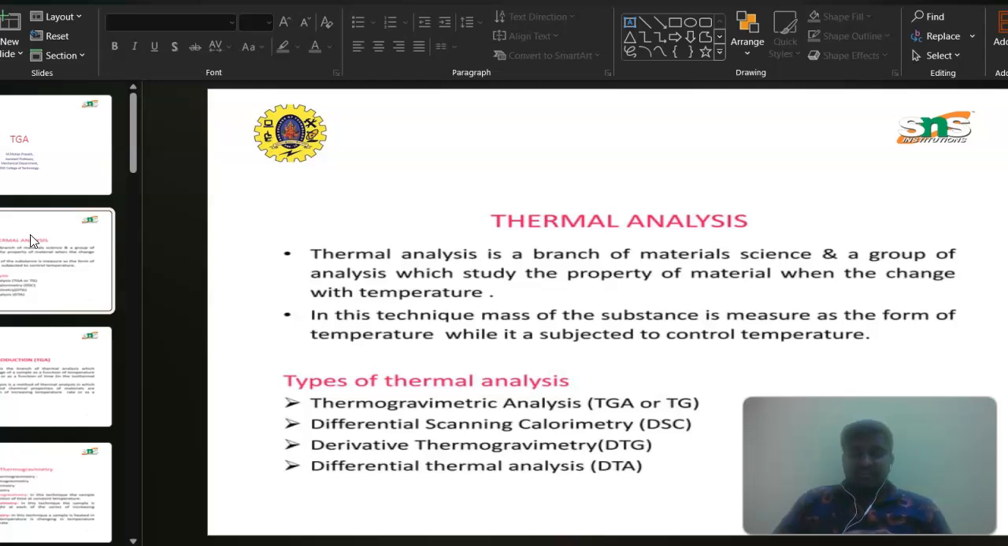Thermal analysis is a branch of material science and a group of analyses which study the properties of a material as they change with temperature. In this technique, the mass of the substance is measured as a function of temperature while it is subjected to a controlled temperature program. The different types of thermal analysis include thermogravimetric analysis, abbreviated TG or TGA, differential scanning calorimetry, DSC, derivative thermogravimetry, which is called DTG, and finally, differential thermal analysis, which is called DTA.